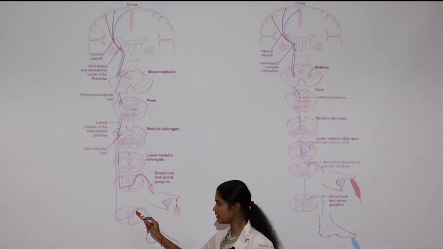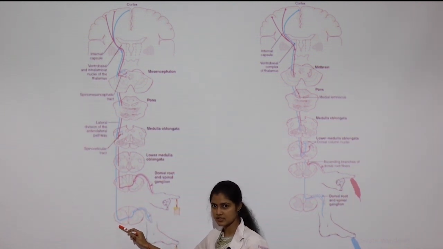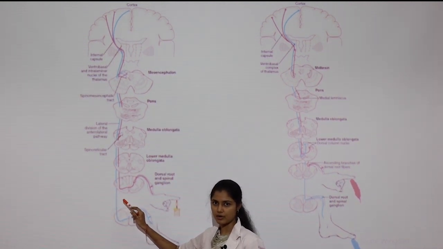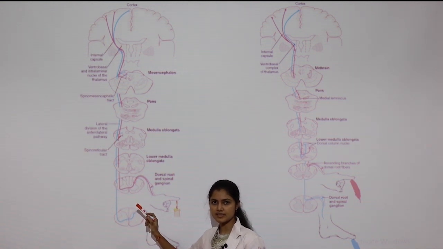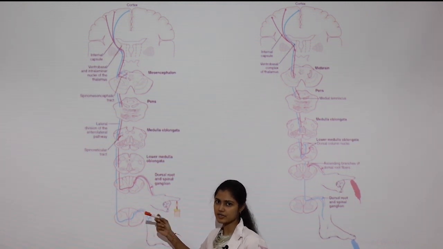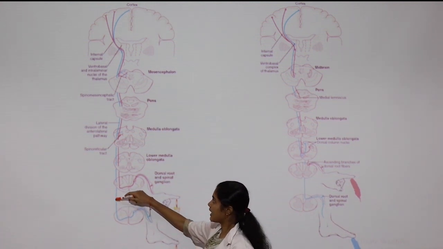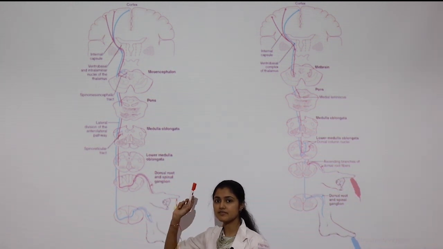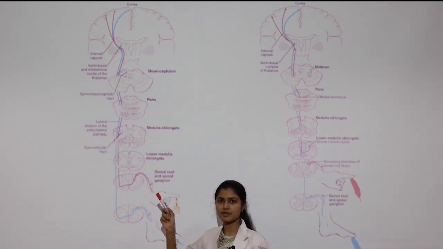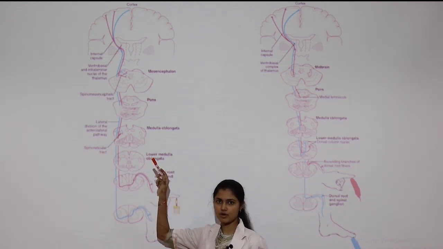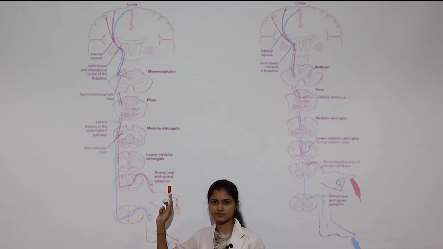From here the second order neuron arises, crosses to the opposite side and ascends in the ventrolateral column of the spinal cord. The sensations like crude touch and pressure are carried via the ventral column of the spinal cord, and pain and temperature are carried in the lateral column of the spinal cord. They ascend upwards up to the thalamus, that is the ventroposterolateral nucleus of the thalamus. From the thalamus, the third order neuron arises and it reaches your cerebral cortex, that is the somatosensory cortex.